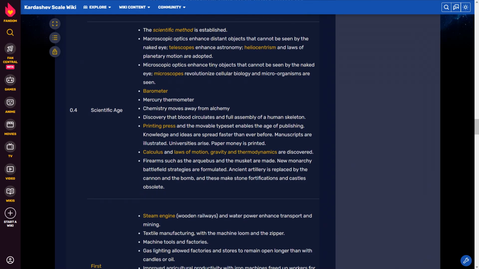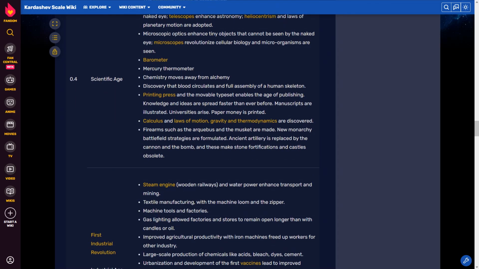Macroscopic optics enhance distant objects that cannot be seen by the naked eye. Telescopes enhance astronomy. Heliocentrism and laws of planetary motion are adopted. Microscopic optics enhance tiny objects that cannot be seen by the naked eye. Microscopes revolutionize cellular biology and microorganisms are seen.